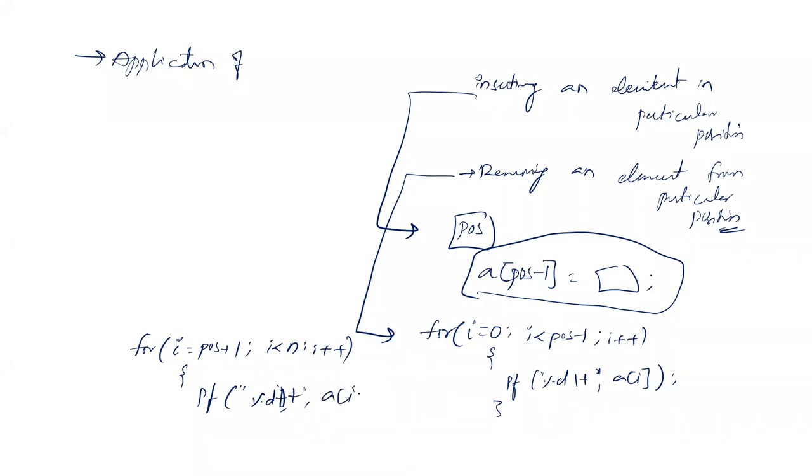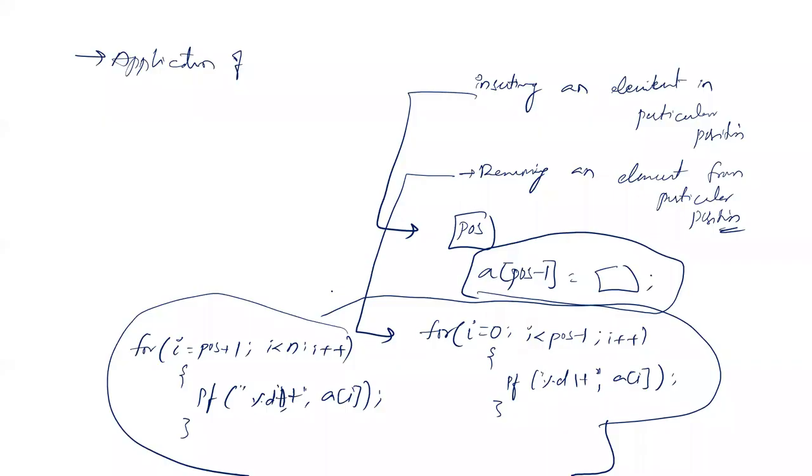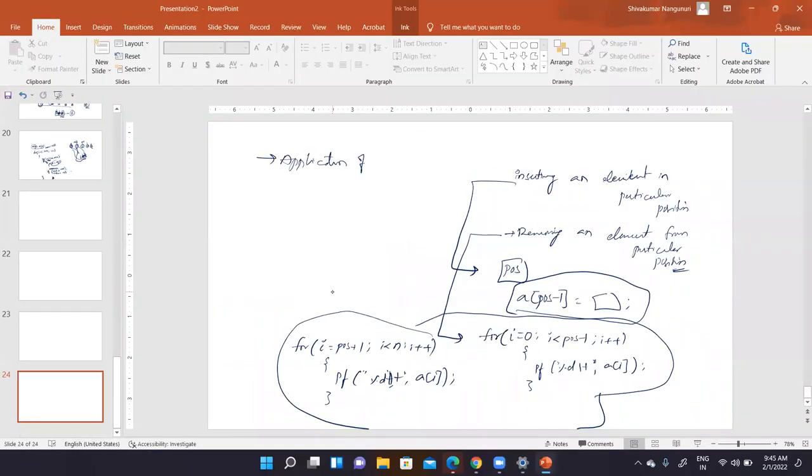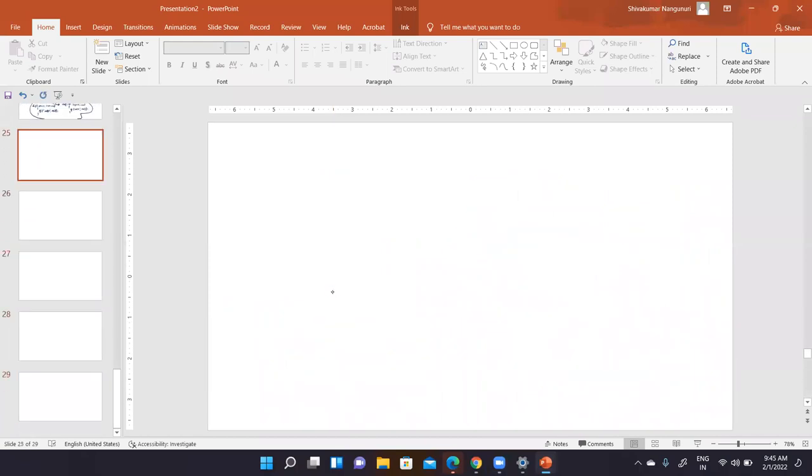This is one way I'm telling. We are just discarding, that means we are not printing the element at the given position. Technically we are not deleting the element; we are just discarding the element at that particular position and printing the array.